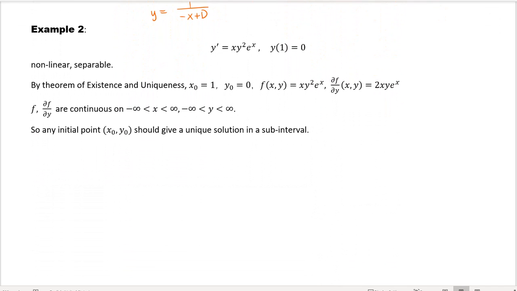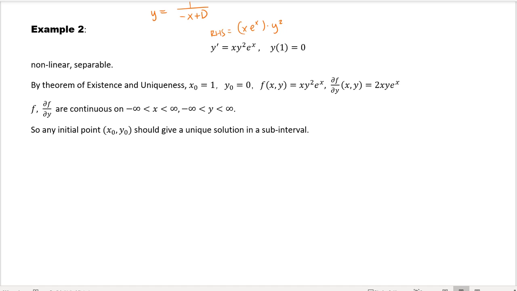y prime equals x y squared e to the x. And you can see because it's y squared, we know this is nonlinear and it is separable. Separable means the right hand side is a product of a function of x and a function of y, so you can separate them. Okay? And let's look at this guy.